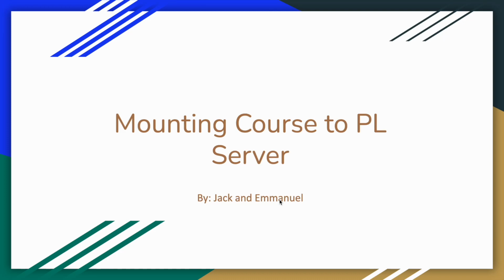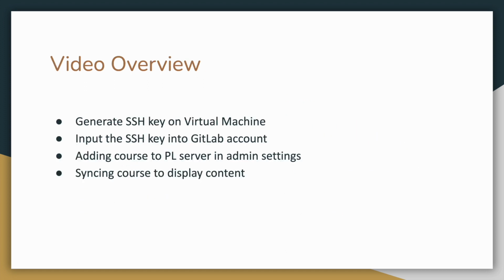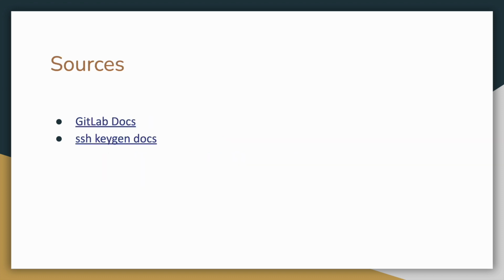So this presentation will be over mounting the course to the PrairieLearn server. Here in the high-level overview, we are currently on 9. For the video overview, we'll be generating the SSH key on the virtual machine and putting the SSH key into the GitLab account, adding the course to the PrairieLearn server in admin settings, and then syncing the course to display the content. So here are the sources, the GitLab docs, and the SSH keygen.